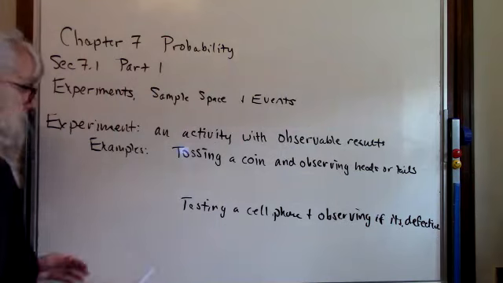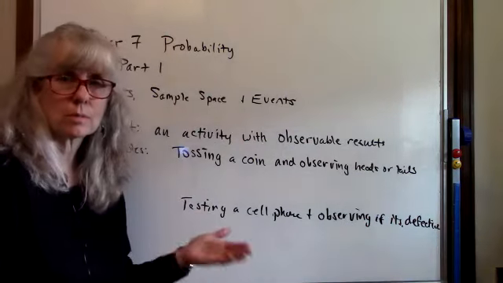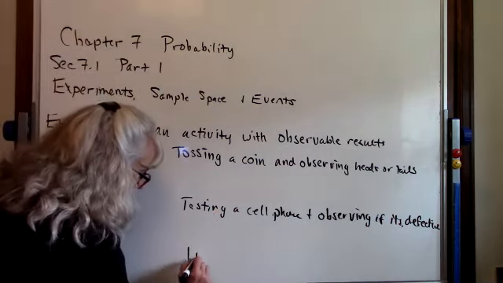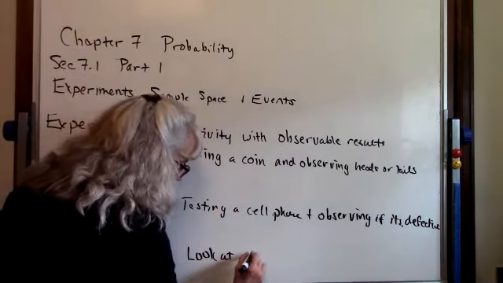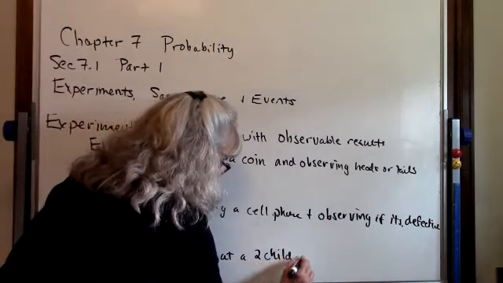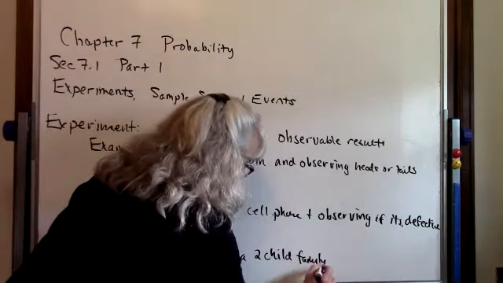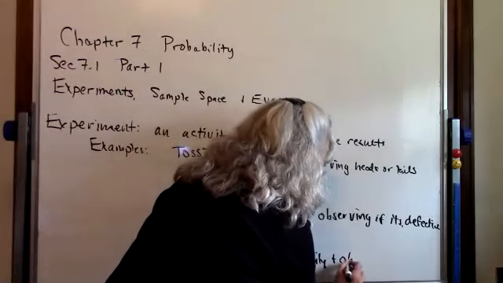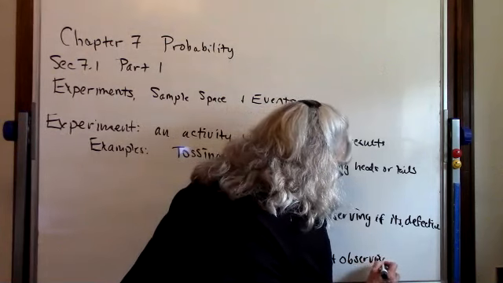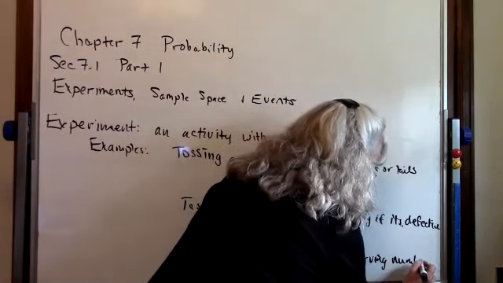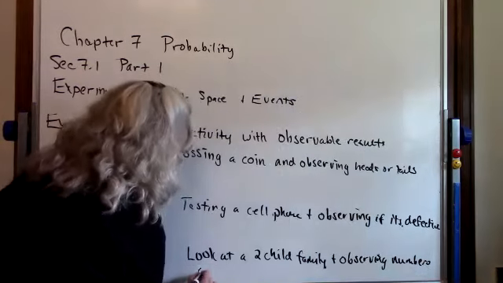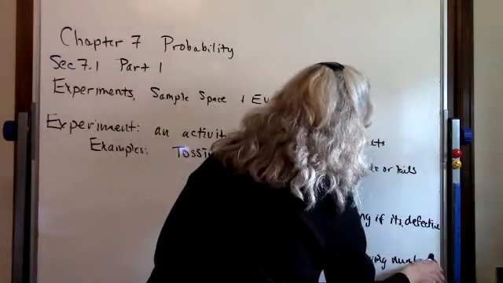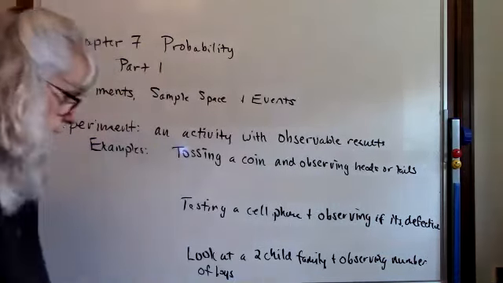And then the last possibility, and again, this is not all of them, this is just a short supply to give you an idea what we mean by an experiment, is let's look at a two-child family and count the number of boys. We can also observe the number of girls, but we'll observe the number of boys.